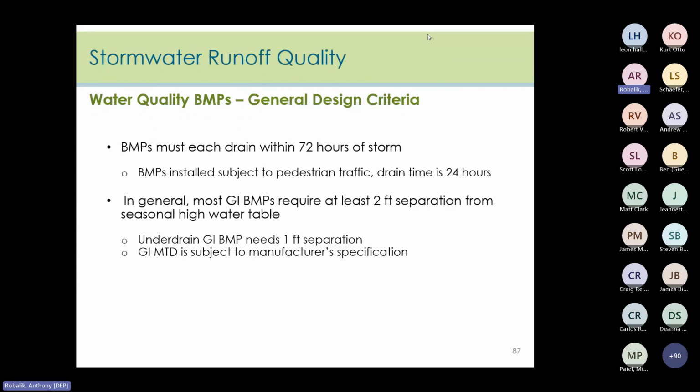So continuing on with some general design criteria for water quality BMPs, there's some criteria that apply to all water quality BMPs. All BMPs must drain down in 72 hours unless they're designed as water features. All infiltrating BMPs must have a minimum 2-foot separation from the seasonal high groundwater elevation, and underdrain GI BMPs must have a 1-foot separation.